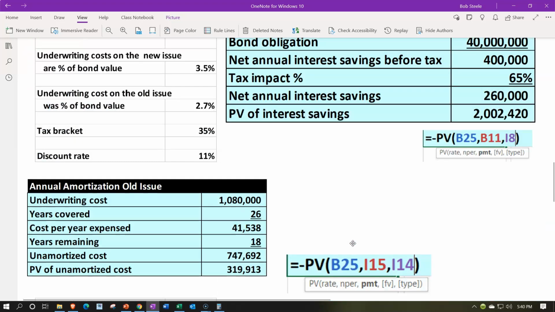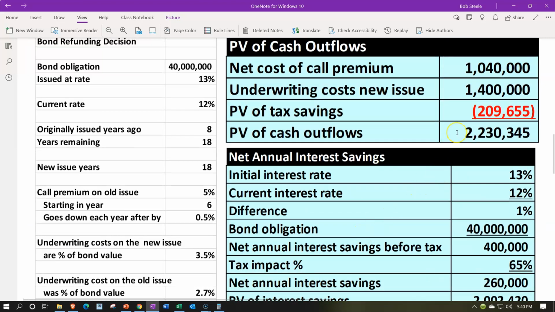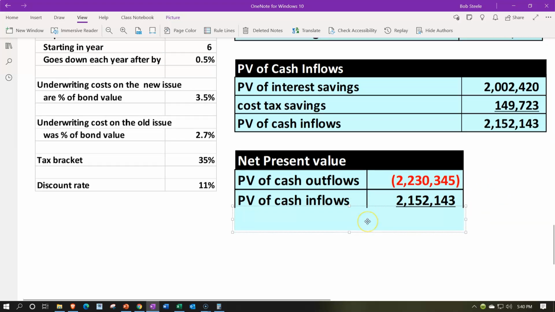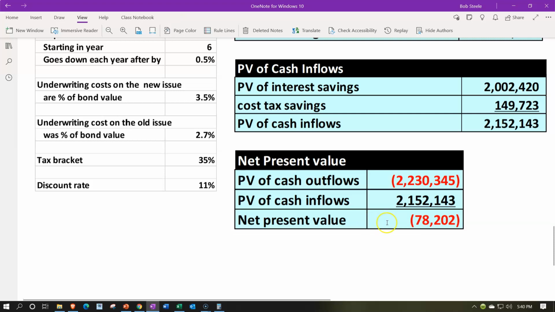$2,233,345, which we did up top right here, $2,230,345, and then we have the present value of the cash inflows, which is the positive number, $2,152,143. About, there's rounding involved here. Adding those up, we get a negative $78,202. Now, this being a present value type calculation, due to the fact that it is negative, it's most likely the case that we would not want to move forward with the decision, given the fact that we didn't clear the hurdle rate or the discount rate, cost of capital, the 11%.